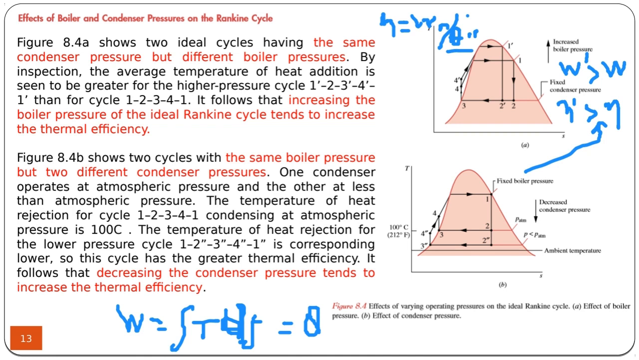So if boiler pressure is increased or condenser pressure is decreased, then we know that the work can be increased, meaning that the efficiency can also be increased.